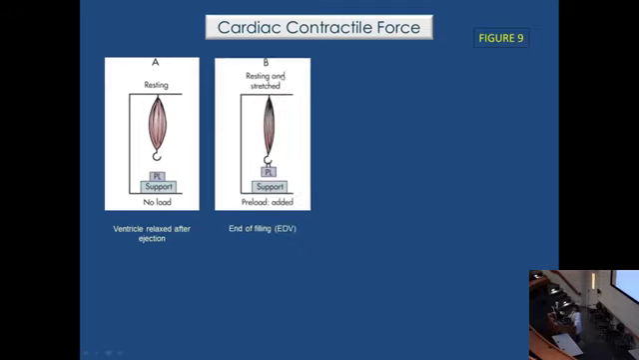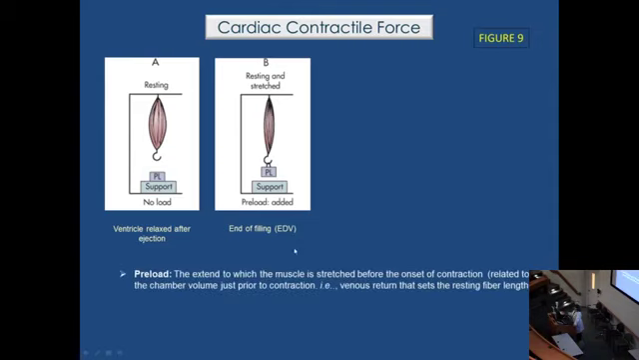From here, we go to the next stage. Now the muscle has been stretched, and this is because a preload has been added. This preload is the result of the end of filling, the end diastolic volume. As you know, because I think you already reviewed this, the preload is the extent to which the muscle is stretched before the onset of contraction.